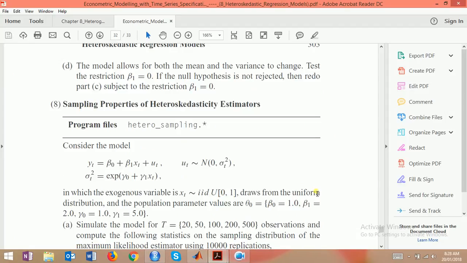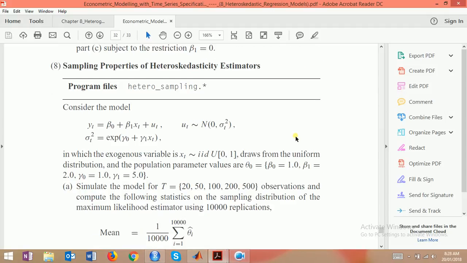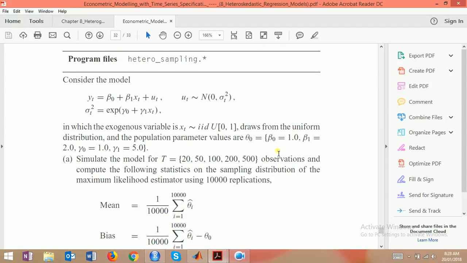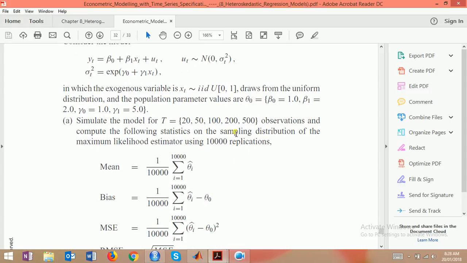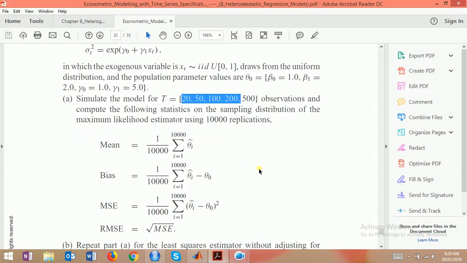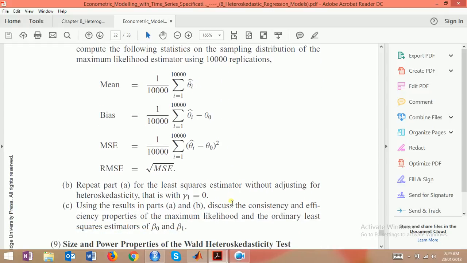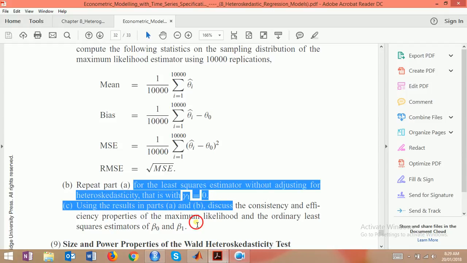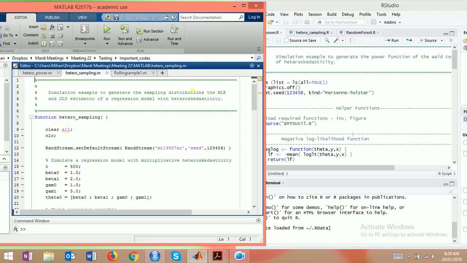Okay, then sampling properties of the heteroscedasticity estimator. Heterosampling, you have an exogenous variable. We need to simulate the model with different observations and compute mean, bias, mean squared error. Sampling distribution with 100,000 replications. Gamma 1 equals 0. Let's see, heterosampling, right?